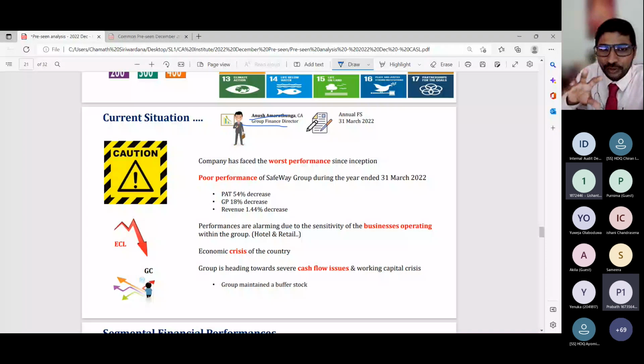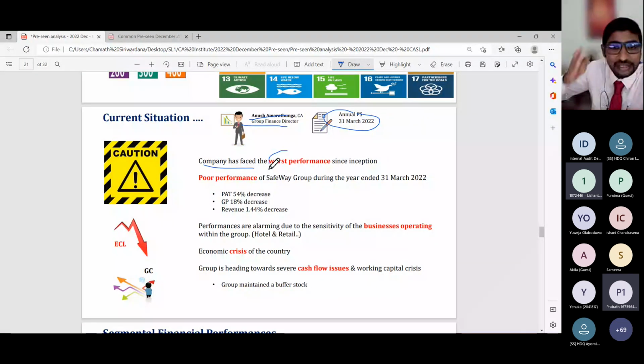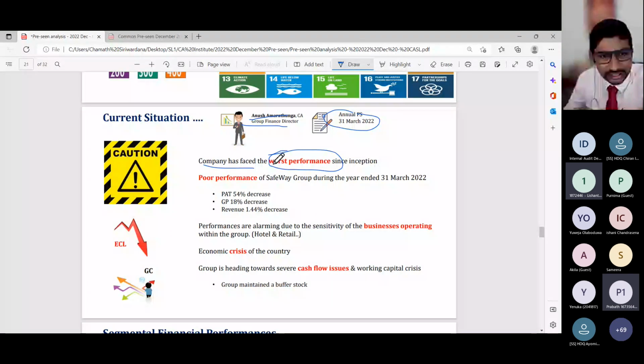When it comes to the performance of this company, the most dangerous thing is that we see some going concern issues in these indications, right? Here, the first thing they say is that the worst performance since inception. The company was formed in 1984, and after that they say this year is the year in which they have had the worst performance ever. Another thing is poor performance.